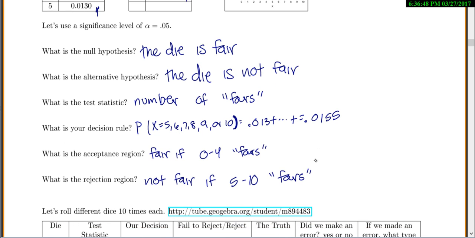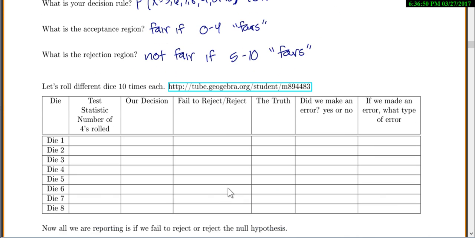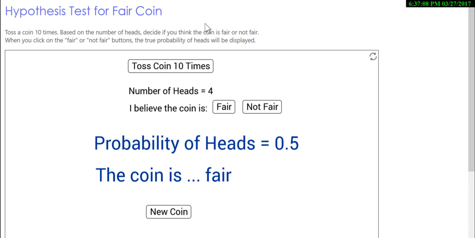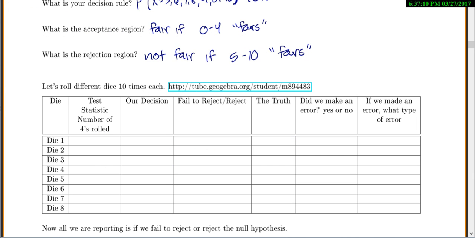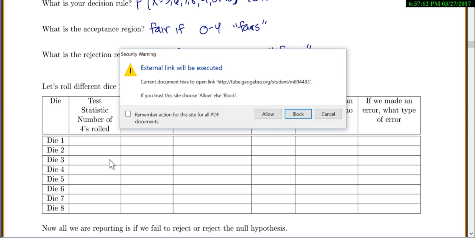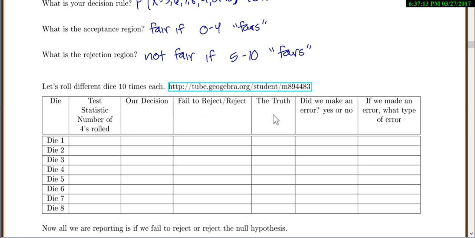So what we're going to do now is go roll some different die, 10 times each. Okay, we'll write down our test statistic, the number of 4s, our decision, whether or not we're rejecting or failing to reject the null hypothesis, the truth, if we made an error, and also we can write down what kind of error we made. And of course, every time I do this, I get different sets of results.